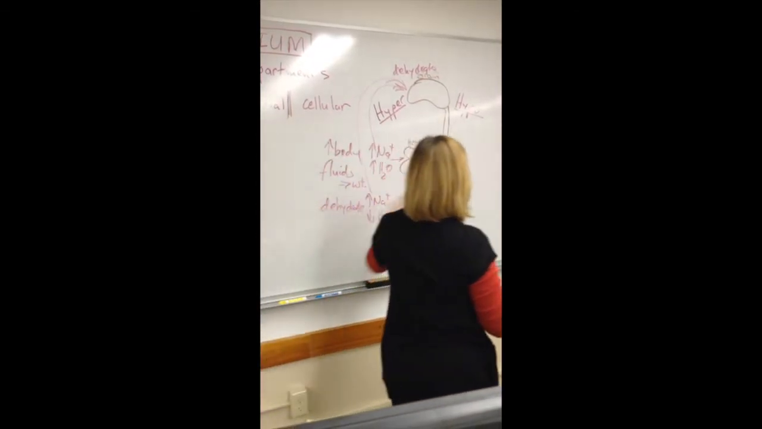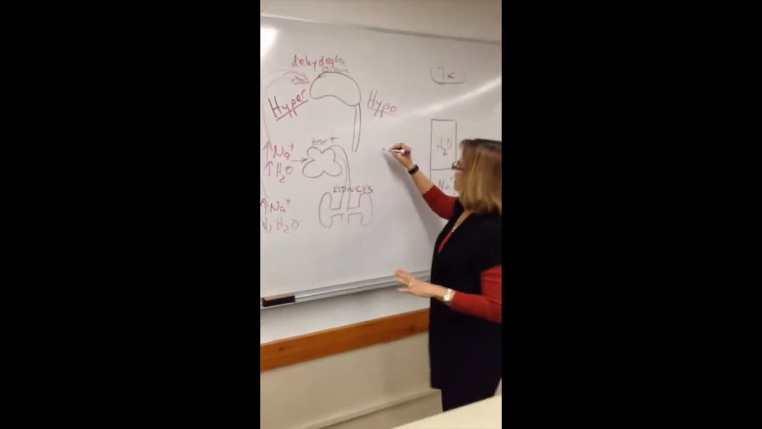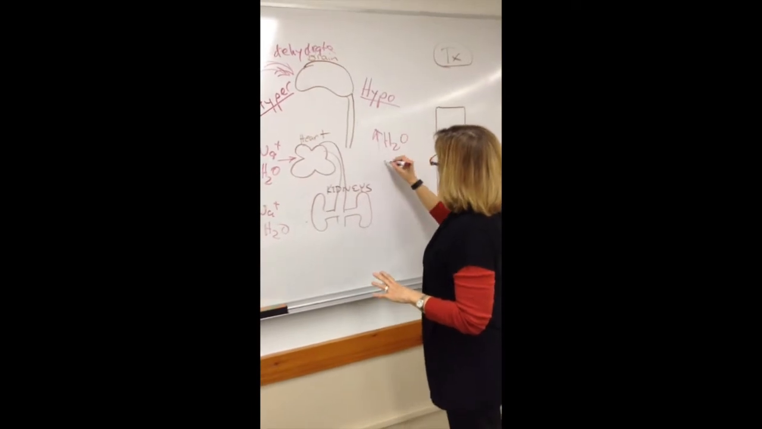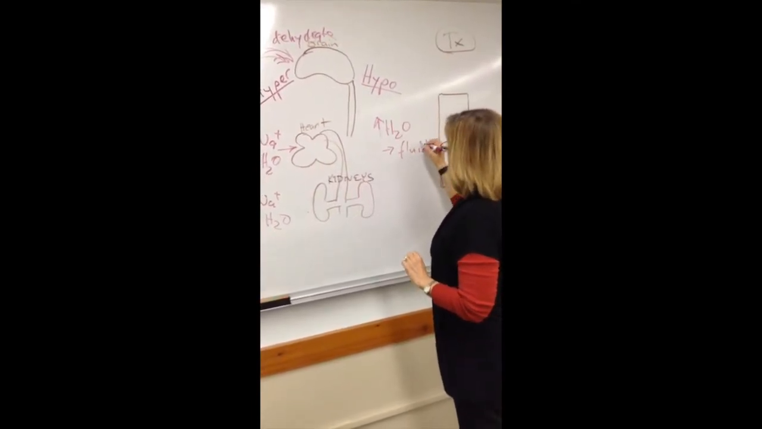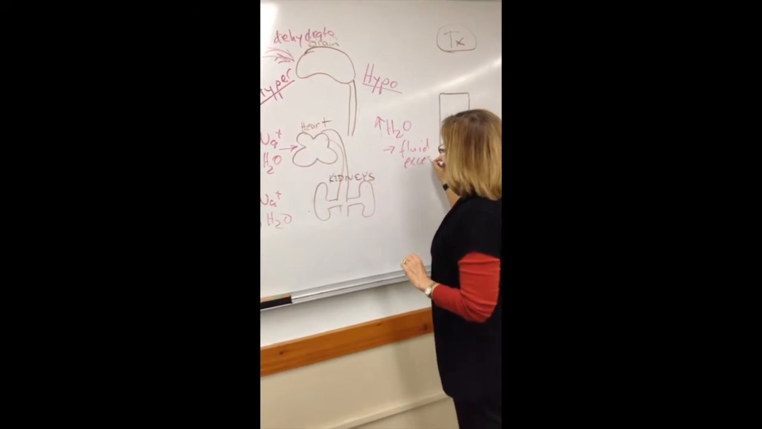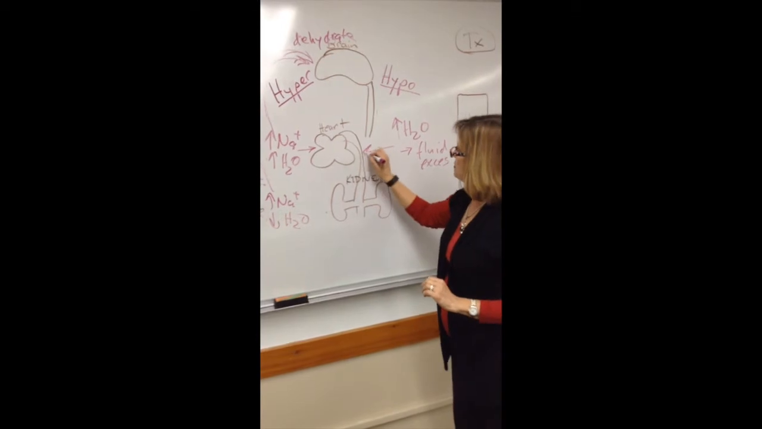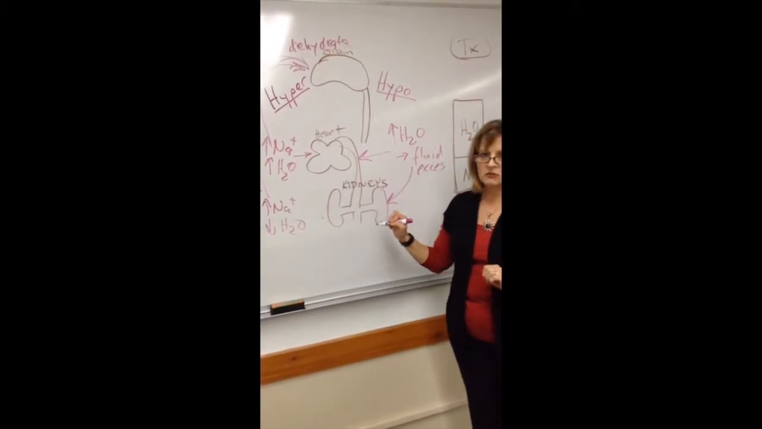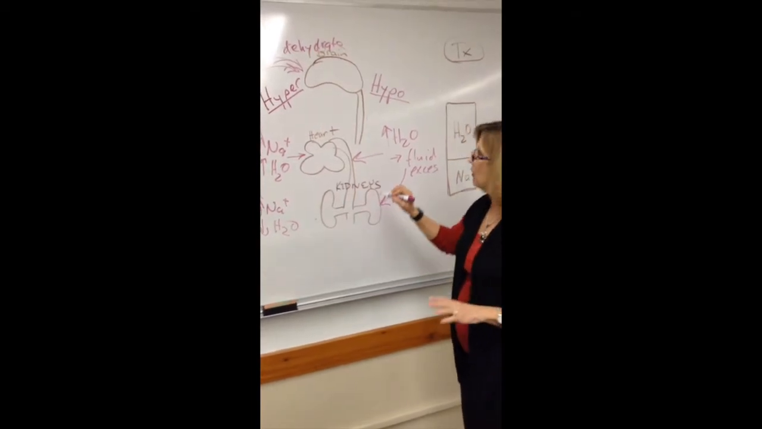On the other side, when we have hypo, we usually have a problem with increased water. And in this case, we may have a problem with fluid excess. And this fluid excess can act again on causing symptoms on the heart. It can also make it hard for the kidneys to have to deal with that excess fluid and water to try to get rid of. Again, depending on the cause.